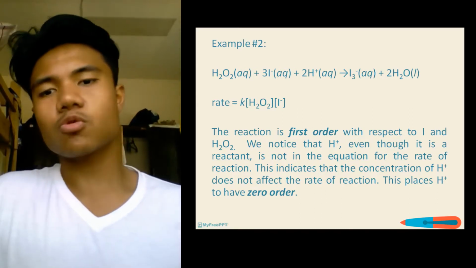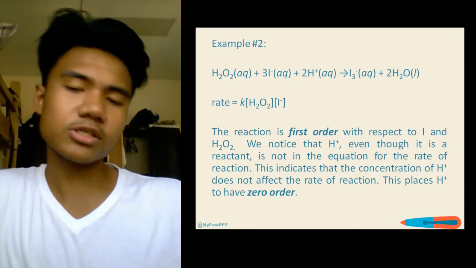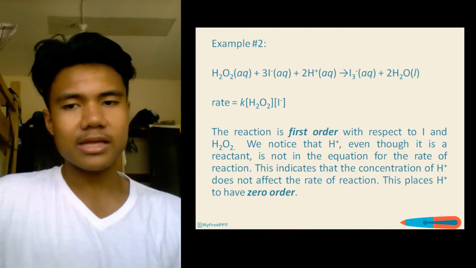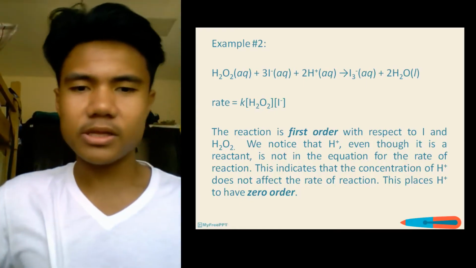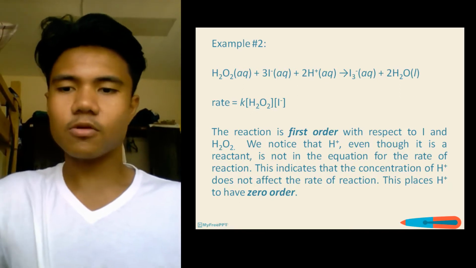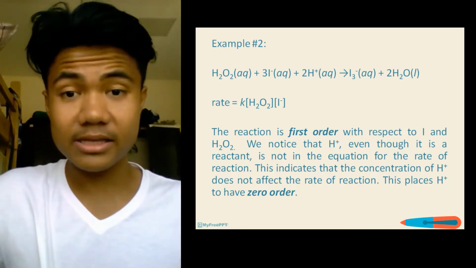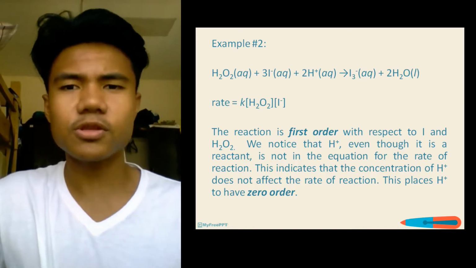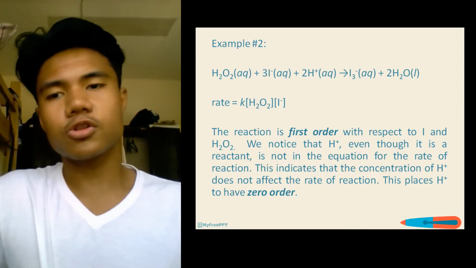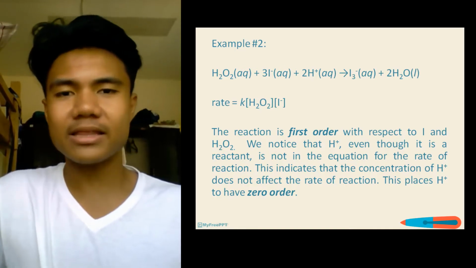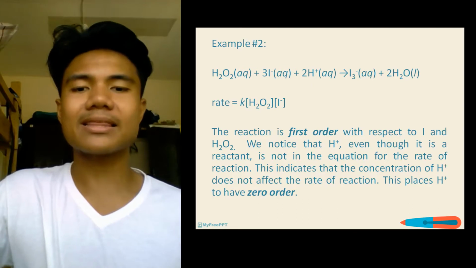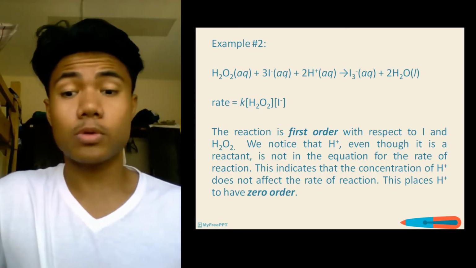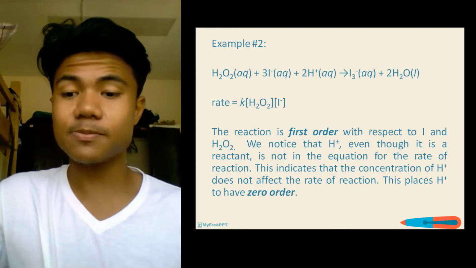It is H plus raised to 0. So anything raised to 0 is 1. And then if it is 1, then it's not there in the equation. But it's still there, if you know what I mean. To reiterate my point, even though it is a reactant, it is not really a factor in computing the rate because it is a zero order reaction, which a while ago was defined that the concentration of a zero order reactant doesn't affect the overall rate of the reaction. So this places H plus to have a zero order.